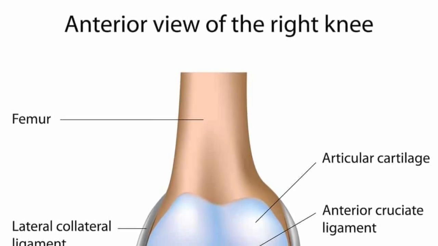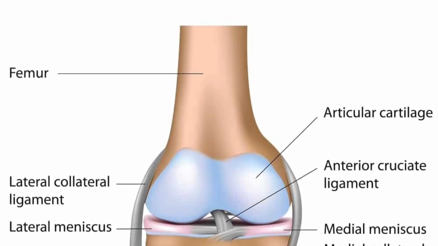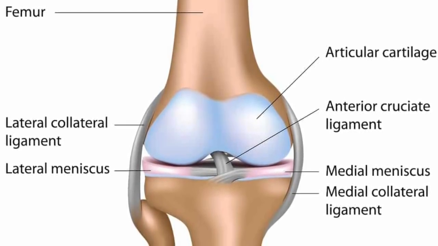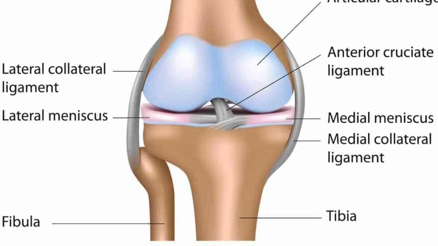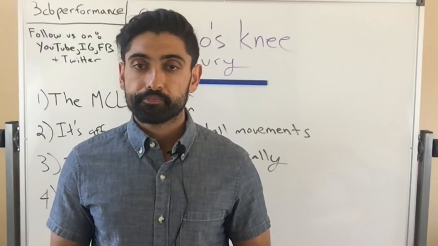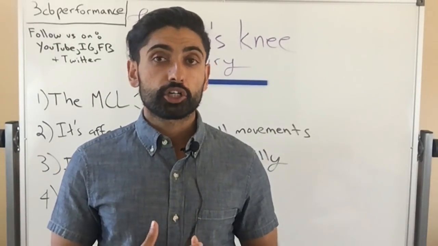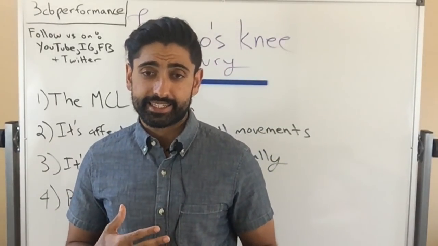So check this picture out. As you'll see in the picture, the MCL goes from your femur down to your tibia and inserts on your tibia and also feeds into your meniscus as well. The cool thing about anatomy is that structure belies function. The function of the MCL, there's 5 key things that it does, okay?